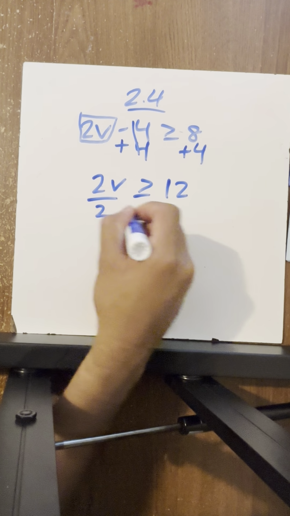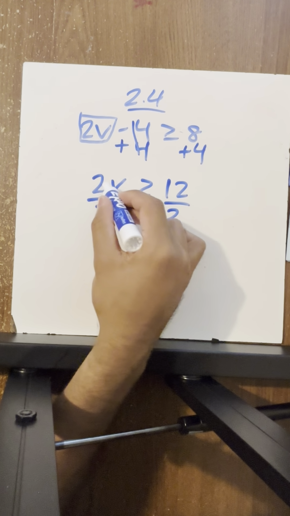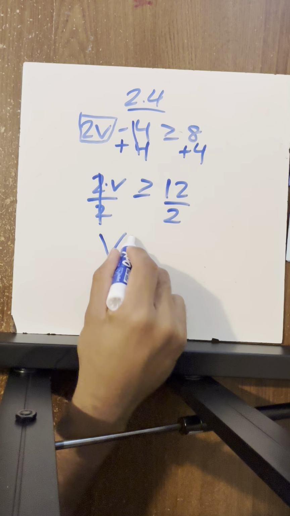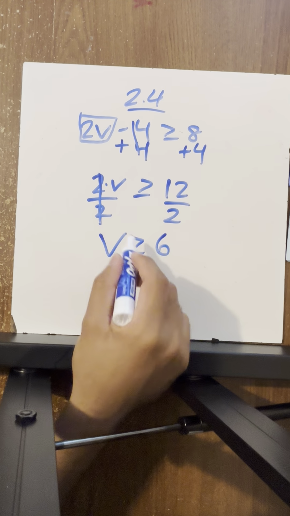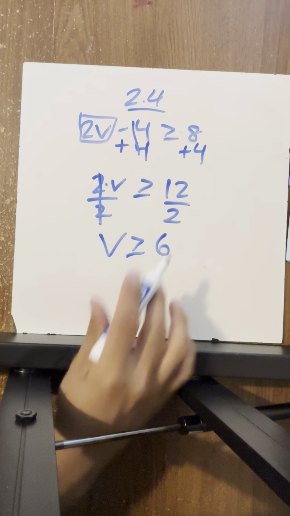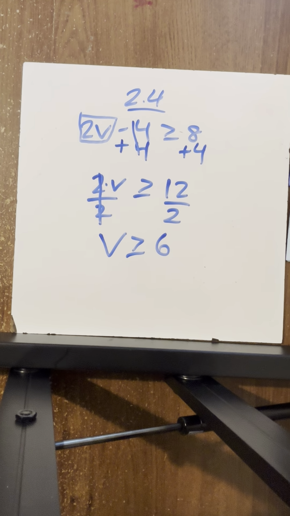And then we've got to divide both sides by 2, because this was multiplication, 2 times v. We divide both sides by 2. v is greater than or equal to 6. And remember, you don't flip the sign because the number that you divided by was not negative. So keep it the way it is.